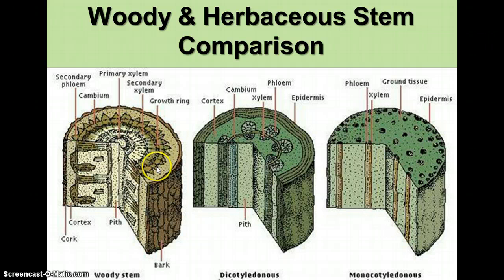When you compare woody and herbaceous stems, you see they have some of the same kinds of things, but in the woody stems, you've also got the secondary growth that produces the cork layer and the bark. So there's primary xylem and secondary xylem, and it forms the growth rings in woody stems. You don't see that in the herbaceous stems as much. We're not going to worry too much about primary and secondary phloem, primary and secondary xylem, and the cambium. We're just going to talk about the growth of the plants in general.